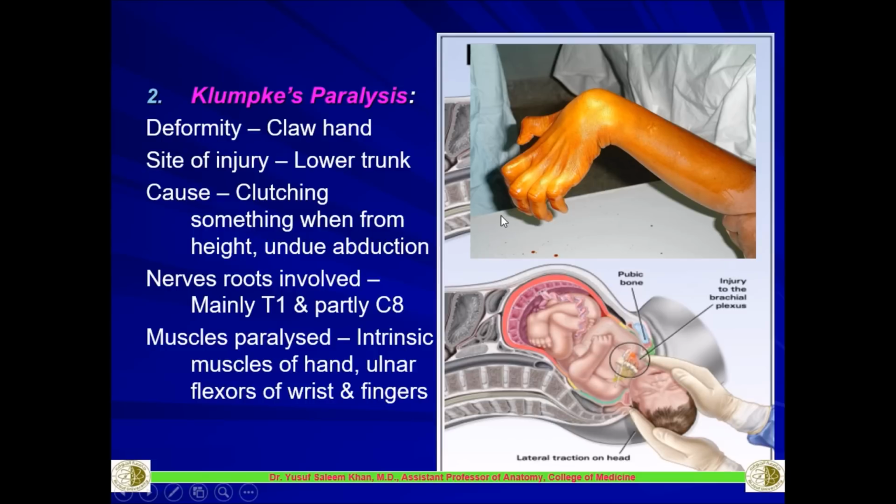So there will be flexion at the distal as well as the middle interphalangeal joints, and extension at the proximal phalangeal joints. So this is called the claw hand.